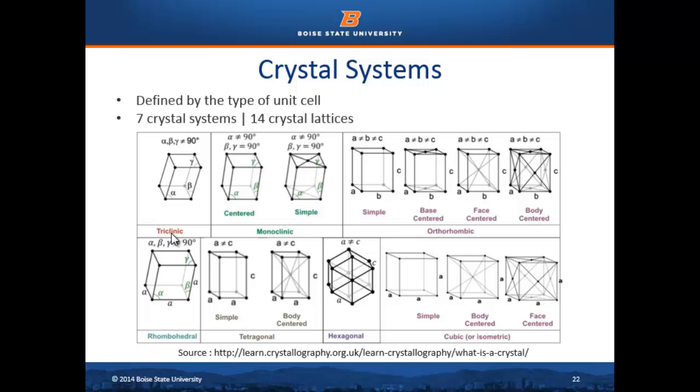The first one is triclinic. The second one is monoclinic and has simple and base centered crystal lattices. The third one is orthorhombic and has simple, base centered, face centered, and body centered crystal lattices. The fourth one is rhombohedral. The fifth one is tetragonal and has simple and body centered crystal lattices. The sixth one is hexagonal. The seventh and last one is cubic, or isometric, and has simple, body centered, and face centered lattices. Note how the angle, edge length, position of atoms, and orientation are different in all of these crystals. That makes each of them very unique.